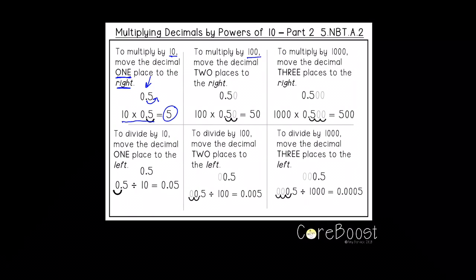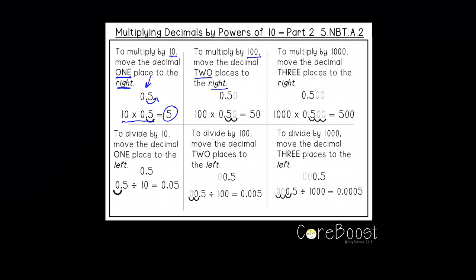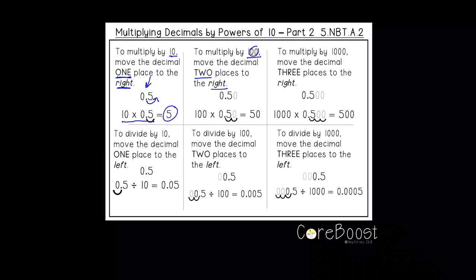To multiply by 100, I move the decimal two places to the right. So notice it directly correlates to the number of zeros that I have in my multiple of 10. When I multiply by 10, I move it one place. When I multiply by 100 that has two zeros, I'm moving the decimal two places. So I take my decimal here at 5/10, 1, 2. 100 times 5/10 is 50.